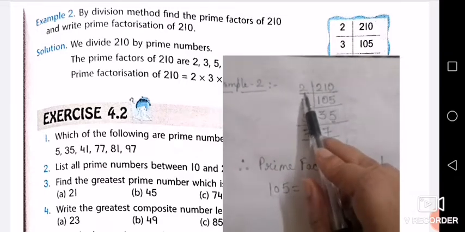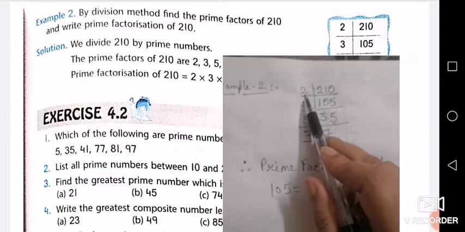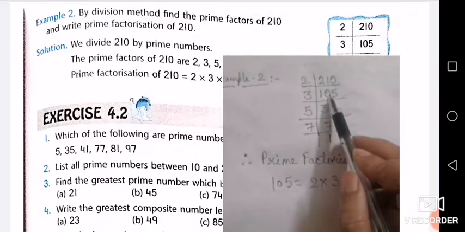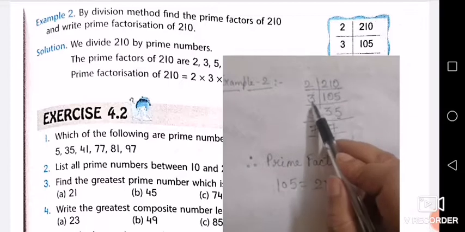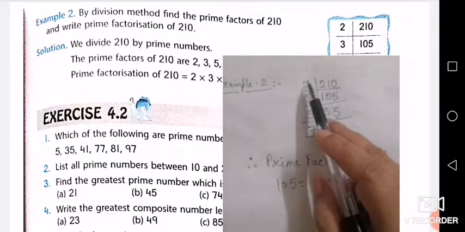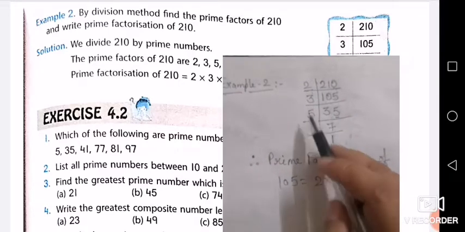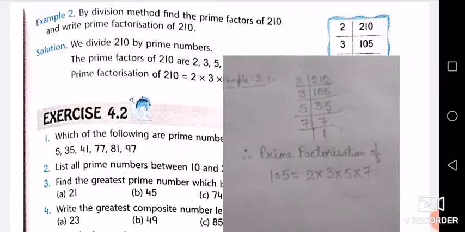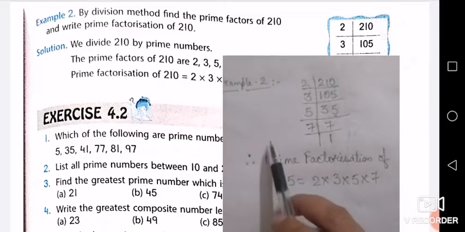And how you are going to use it: by looking at the number, if this number is satisfying the divisibility rule of 2, then we will divide. Now the next number we have got, 105, is satisfying the divisibility rule of 3. You will not do it like that at one go, firstly dividing it with 7. No, then that division method will be wrong. You have to start from the smallest prime number.